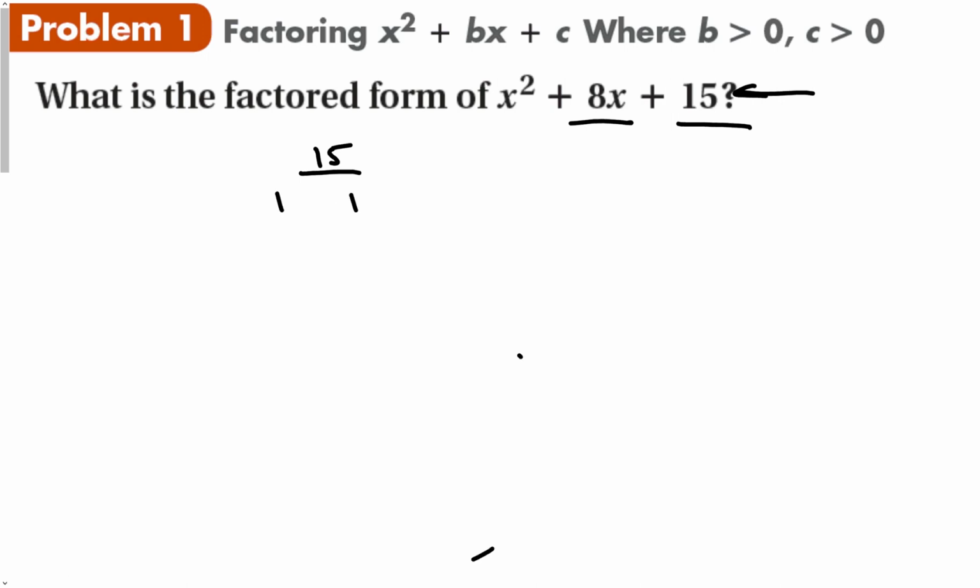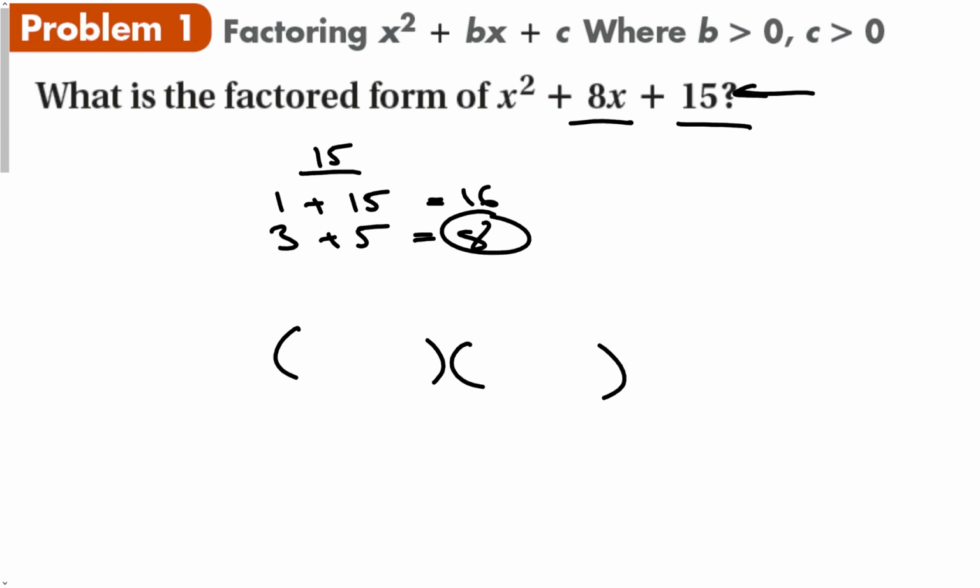Well, that's going to be 1 and 15. It's also going to be 3 and 5. Now, 1 and 15, when I add them together, I get 16. But 3 plus 5, when I add them together, gives me 8. So, to factor x squared plus 8x plus 15 as a set of two binomials, the first two terms are going to multiply together to give me x squared.